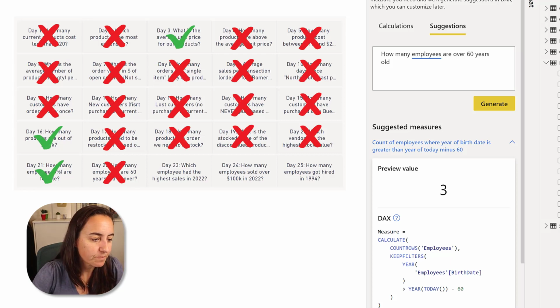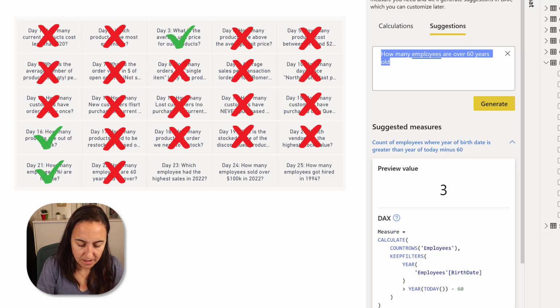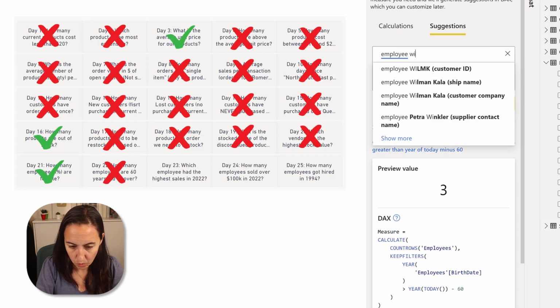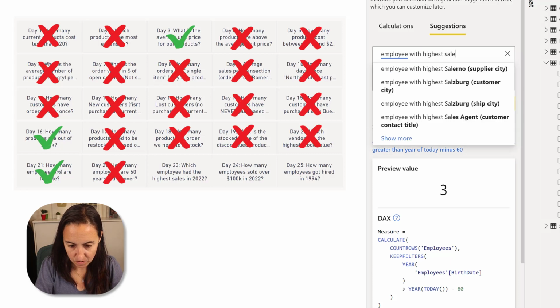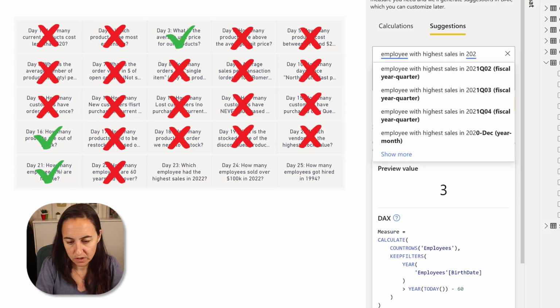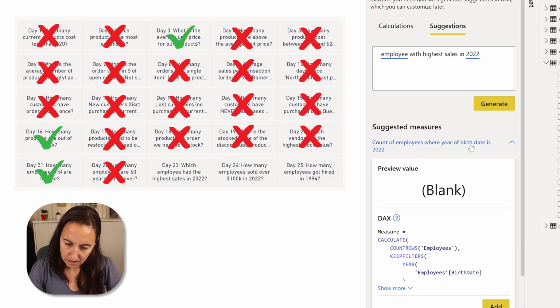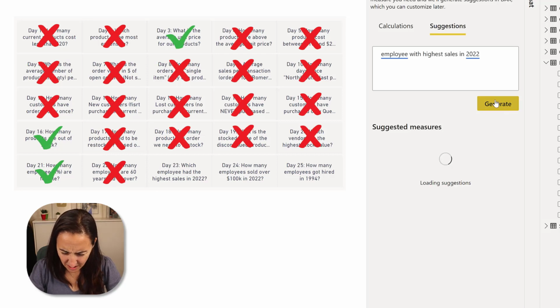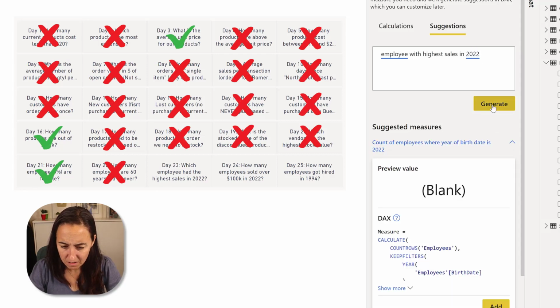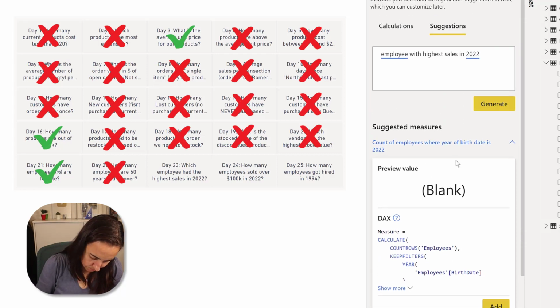23. Which employee, so let's see, employee with highest sales in 2022? Generate. Year of birth date. What does it have to do with anything? Oh, but because of the year. Oh. Sales? Nope.